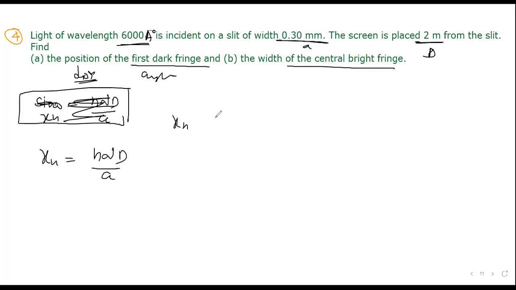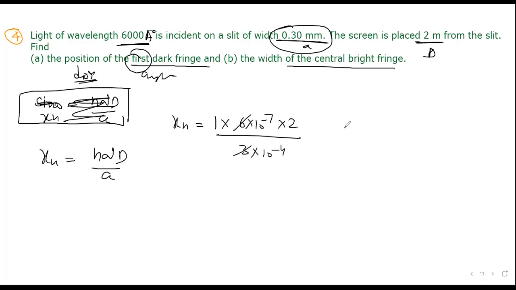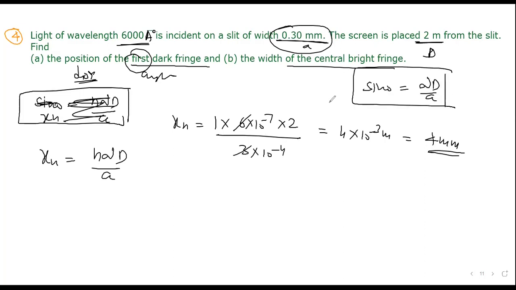Xn will be equal to n, and they are asking the first dark fringe, so n is 1. Wavelength given 6 into 10 power minus 7, D is given 2 meter, and width is given 0.3 mm, so you can write 3 into 10 power minus 4. This goes 2 times, so you get 4 into 10 power minus 3 meter, or you can say 4 mm. This is the distance of the first dark fringe, a linear distance. By chance if they ask angular, then the angular formula is sine theta equal to lambda by a. This will be the angular position of that fringe.